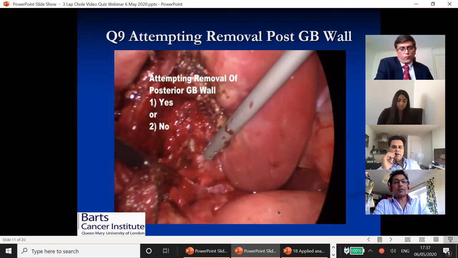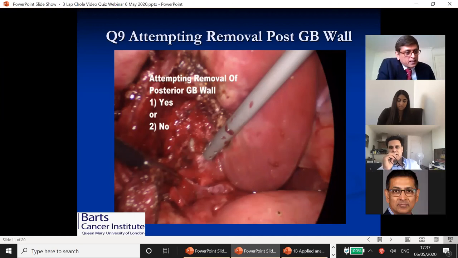I think that was well summarized by our panel. Do not attempt to do this. You've not achieved critical view, so do not dream about doing a total cholecystectomy. If you're doing subtotal cholecystectomy, stick to that strategy. What you will get if you try to remove the posterior gallbladder wall, which is stuck to the liver, you'll take off a slice of liver and you'll get major bleeding from the liver bed.